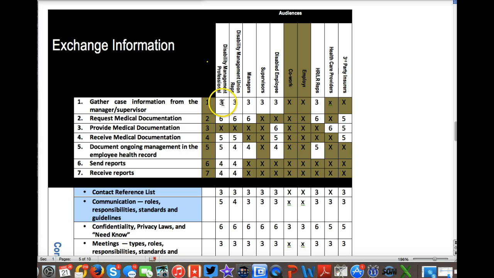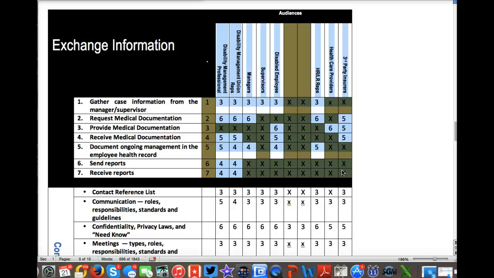And then you can see here for the disability management professional, here are the critical skills ratings right through here. What the X means is that this particular role does not have anything to do with providing medical documentation. And so this allows us to begin to look at a training plan and build our learning experience and performance plan based upon those critical skills.